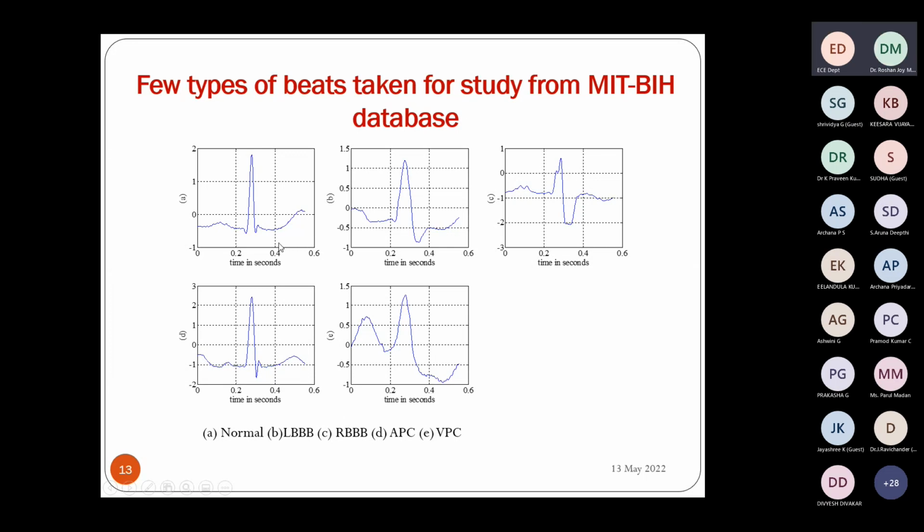The first signal is normal, second is left bundle branch block, third is the right bundle branch block, atrial premature contraction and ventricular premature contraction.